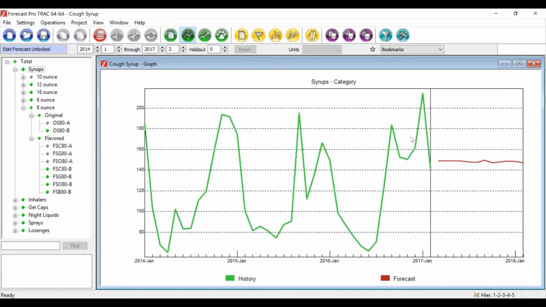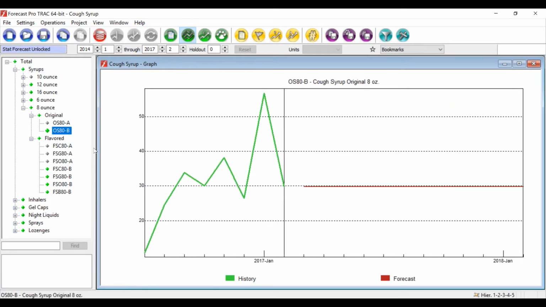It's likely people would laugh at us if we did that. So it's clear why this is happening. As we said, this is summing up the item level forecasts. And as we look at the item level forecast, we can start to understand why it's so flat at the product group level. What we're looking at here is that new product for the 8 ounce, and the forecast is simply a straight line. That's probably because it's a simple exponential smoothing model.